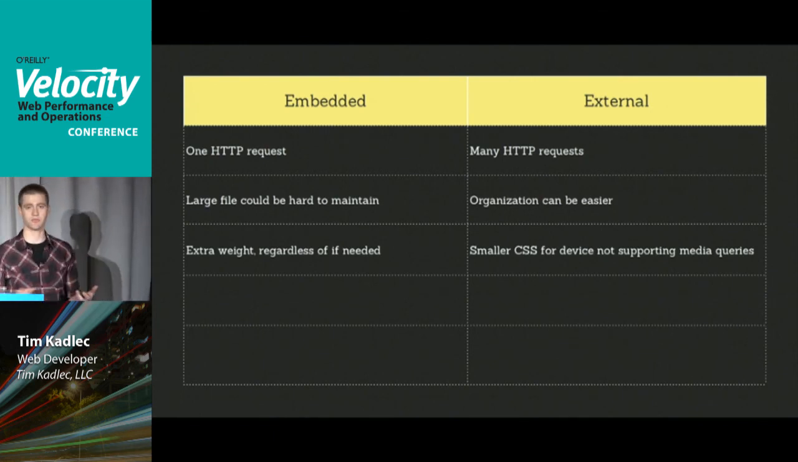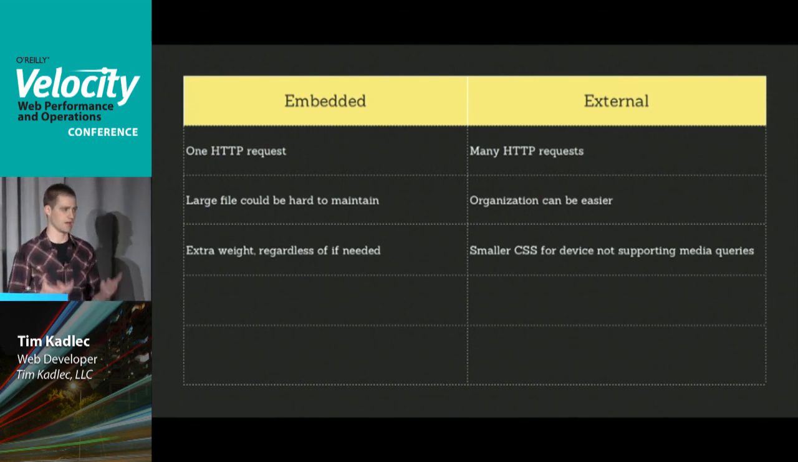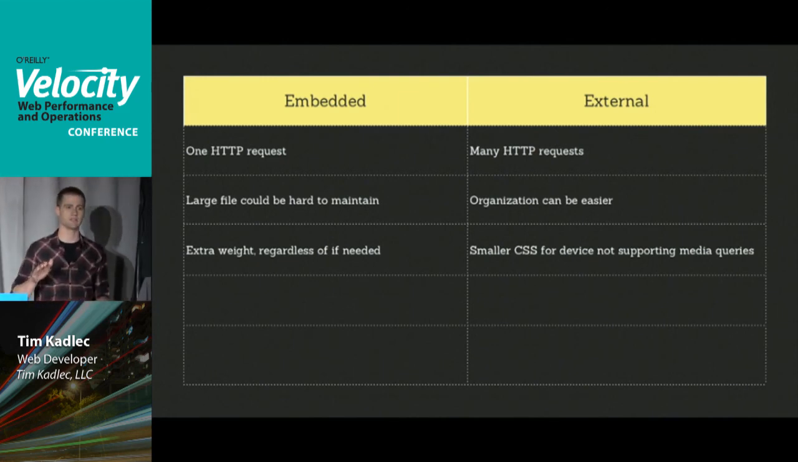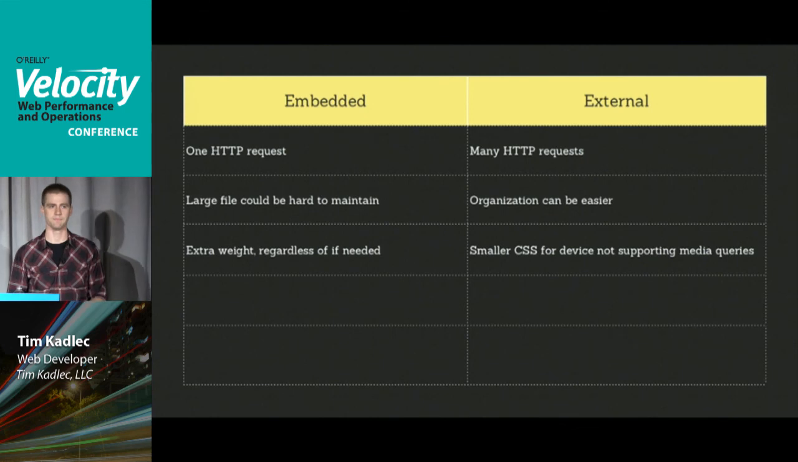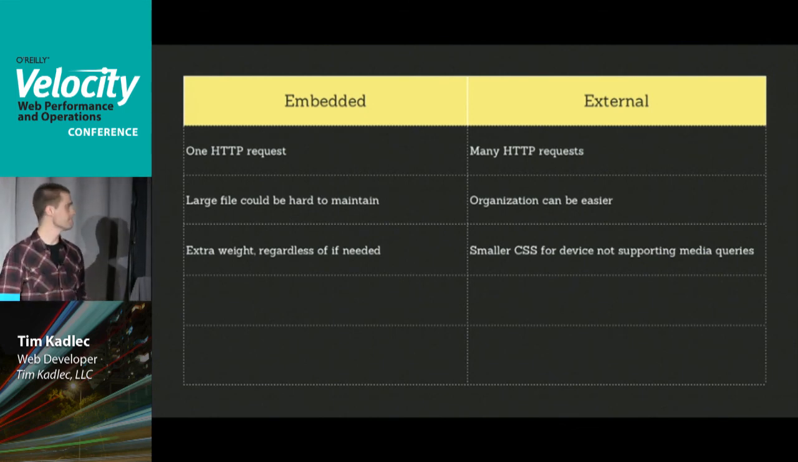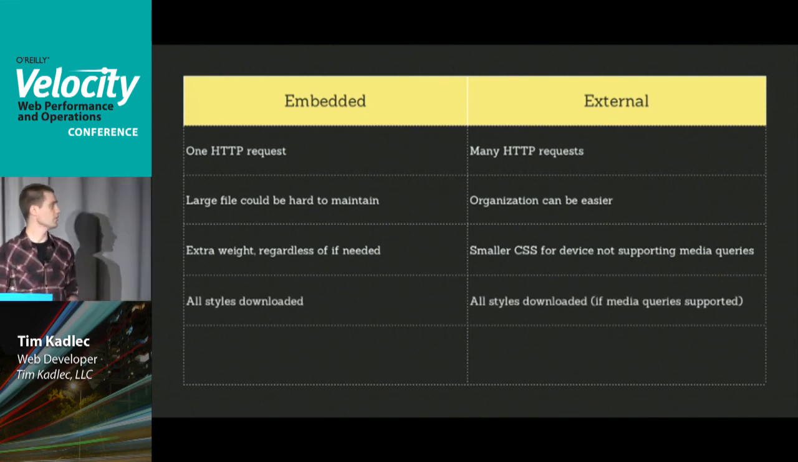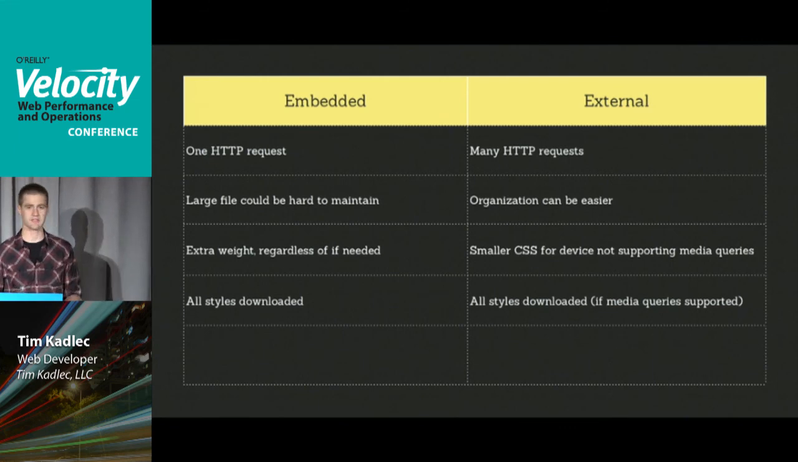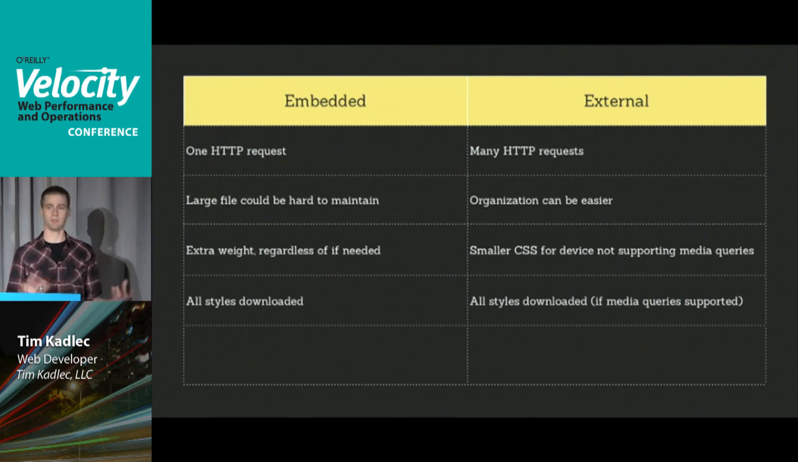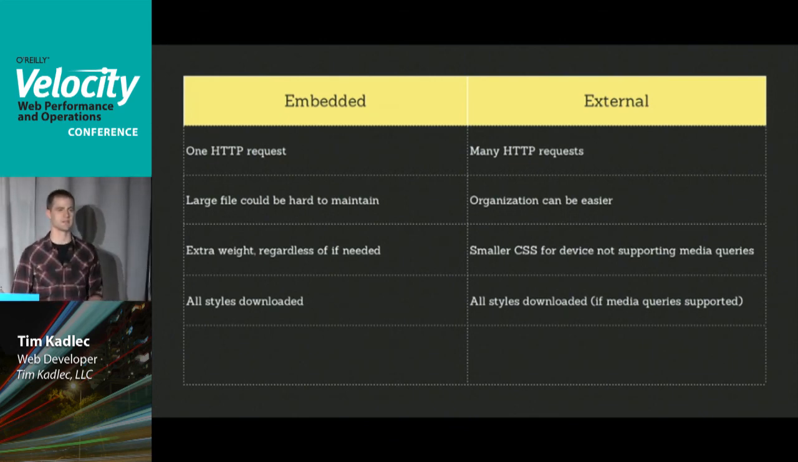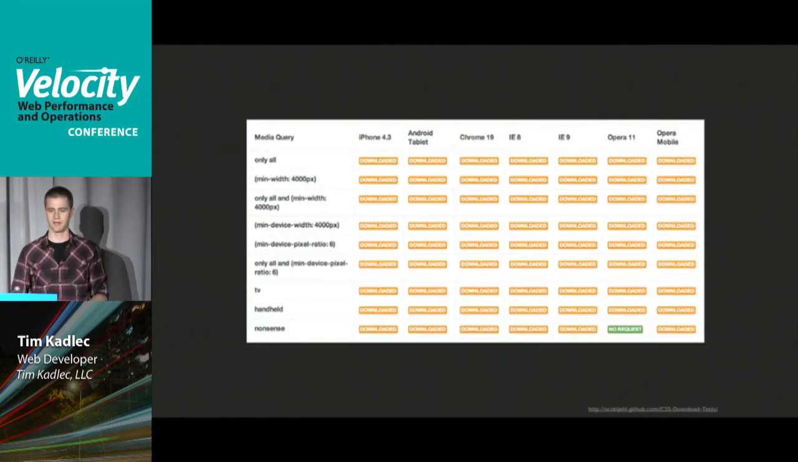For embedded, you get this extra weight regardless of whether or not it's needed because everything's sitting in one style sheet. For external, you can actually optimize the initial core experience CSS so that it's much smaller for devices that don't support media queries. So you can keep that weight low for them. All styles download, and this is regardless of whether it's embedded or external. And this is one of the benefits that at first people were like, well, I'm going to go external because then the browser's not going to grab all these unnecessary style sheets. But it grabs them anyway.